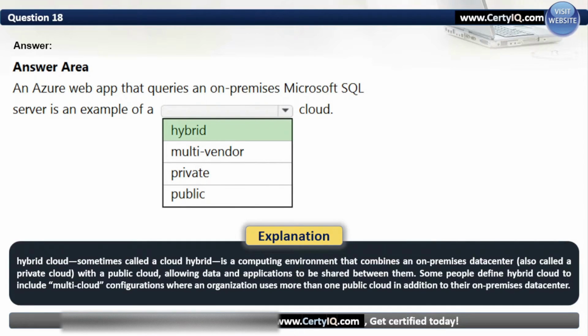Hybrid cloud, sometimes called a cloud hybrid, is a computing environment that combines an on-premises data center with a public cloud, allowing data and applications to be shared between them. Some people define hybrid cloud to include multi-cloud configurations where an organization uses more than one public cloud in addition to their on-premises data center.